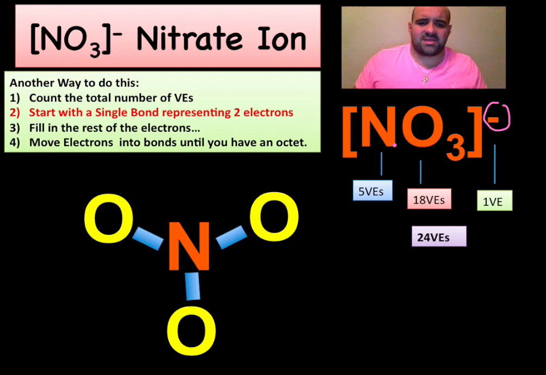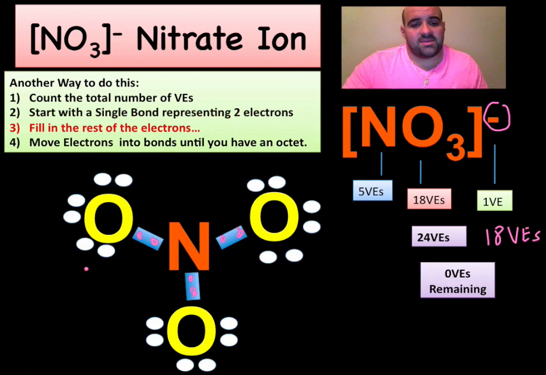So how many valence electrons did we use? Well, each one of these is 1, 2, 3, 4, 5, 6. So really, we have 18 VEs left. And we're going to fill them in. And we might as well, since we have 3 oxygens, just put 6 around each oxygen. And then we'll see what we need to do to get an octet. And that's exactly what we have right here. We put in our electrons. We put in 18 electrons, so now we don't have any valence electrons remaining.